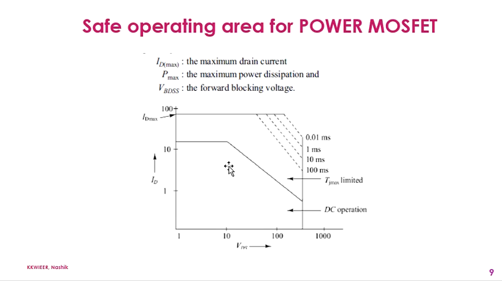The SOA in MOSFETs are the large square regions. These large square regions of the SOA are nothing but the minimal snubber circuit. What is a snubber circuit? For that, stay tuned for the power electronics lectures in coming sessions. We are going to see what the snubber circuit is.